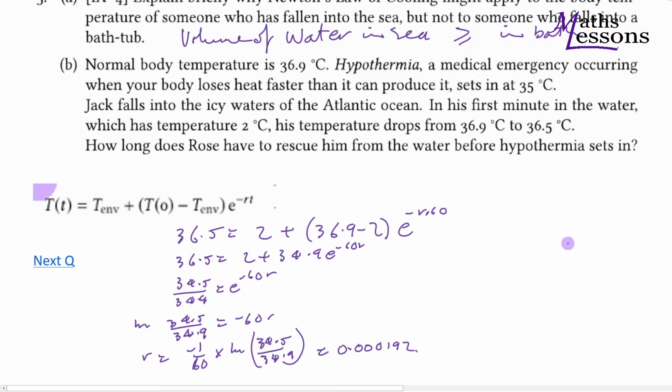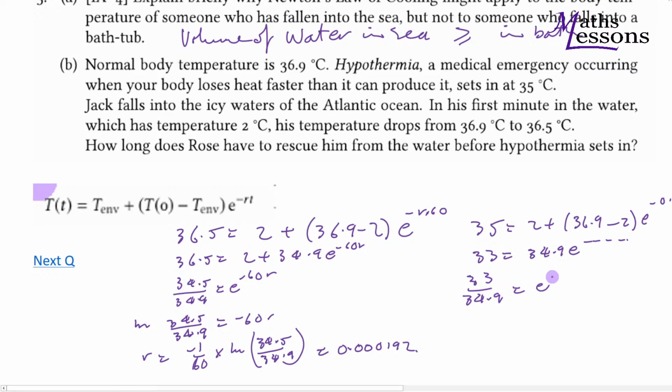And that comes out to be 0.000192. So we've got to try and save this person before their body temperature drops down to 35. So we've got the problem where 35 is the temperature we're concerned with, equals 2 plus 36.9 minus 2 e to the minus 0.000192t. So take the 2 from the 35 gives us 33. Simplify that to 34.9 e to all that stuff. So you get 33 over 34.9 equals e to all that stuff.